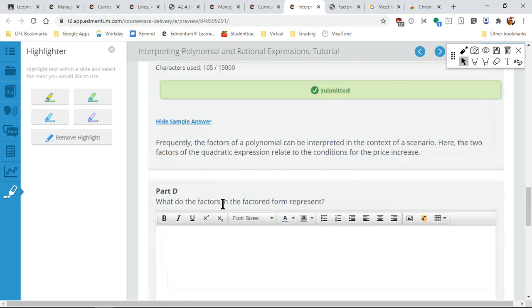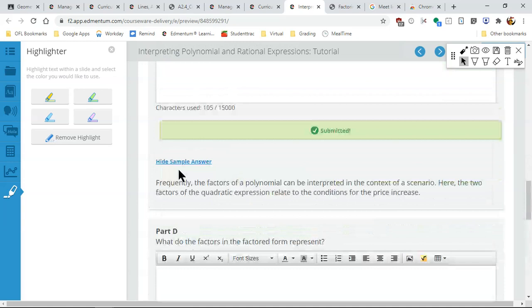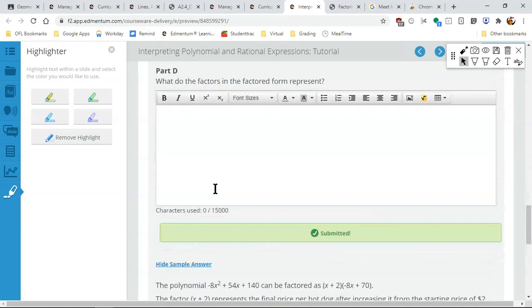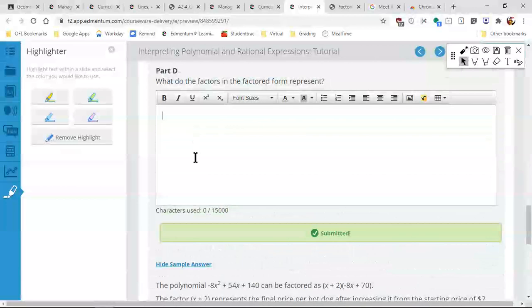And I just realized I could have just submitted this and given you this. It interprets in context of the scenario. In this case, it's talking about price increase, and so on. I like my explanation better, but this is also kind of good. So in this case, it's saying that the x plus 2 is the price of the hot dog.